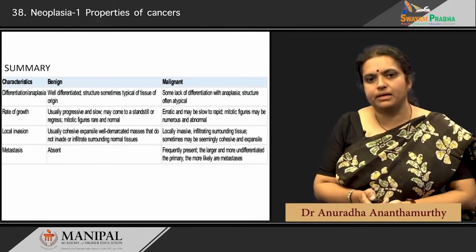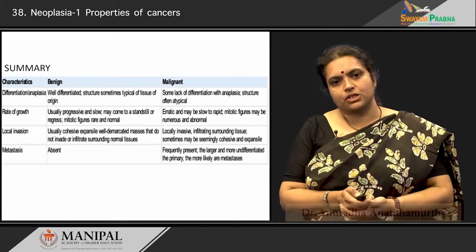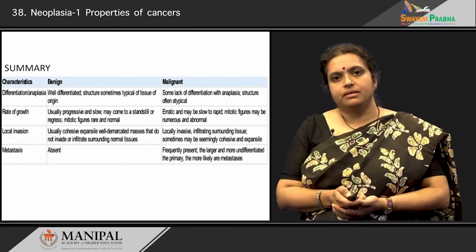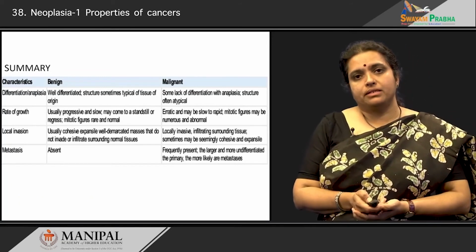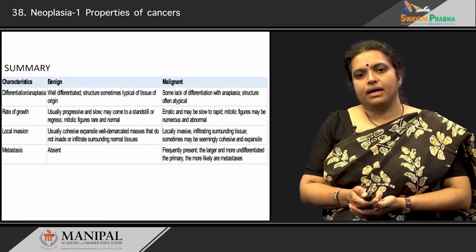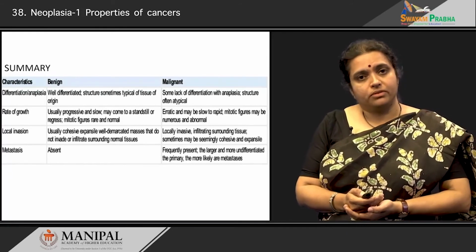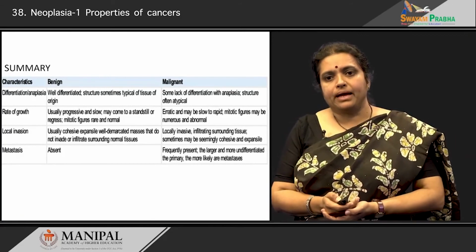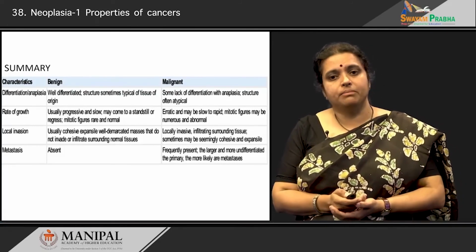Right. So, if we have to summarize the characteristics between benign and malignant neoplasms, the characteristics that we have discussed so far, first and foremost, differentiation and anaplasia. A benign tumor is extremely well differentiated, resembles the typical tissue of origin, whereas a malignant neoplasm lacks differentiation and is often anaplastic. Rate of growth, usually a benign tumor grows slowly and may come to a standstill after a certain point. Mitotic figures are rare, or even when they are present, they are normal mitotic figures, whereas malignant tumors are erratic, may be slow to rapid, and mitotic figures may be numerous and could be abnormal. Local invasion characterizes a malignant neoplasm.